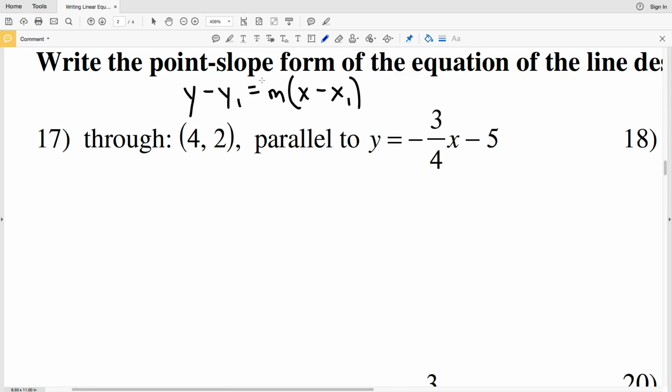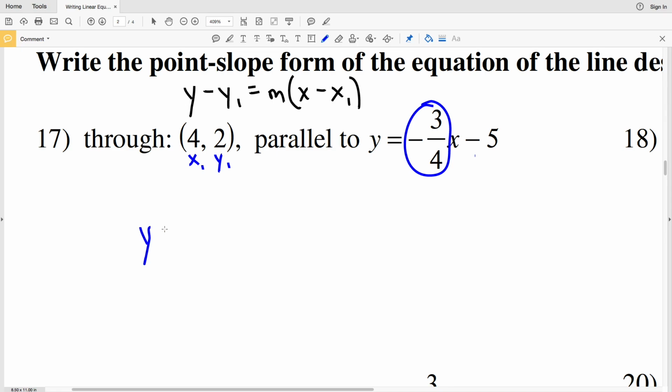So there's two things we need for point-slope form. We need an x1 and a y1, and we need to know that slope. In number 17, our x1 and y1 are 4 and 2, and it says that the equation we're looking for is parallel to y equals negative 3/4 x minus 5. In order for a line to be parallel to another line, they have to have the same slope. The slope of this equation, which is in the form of y equals mx plus b, is negative 3/4. So we're going to use that same slope to form our new equation.